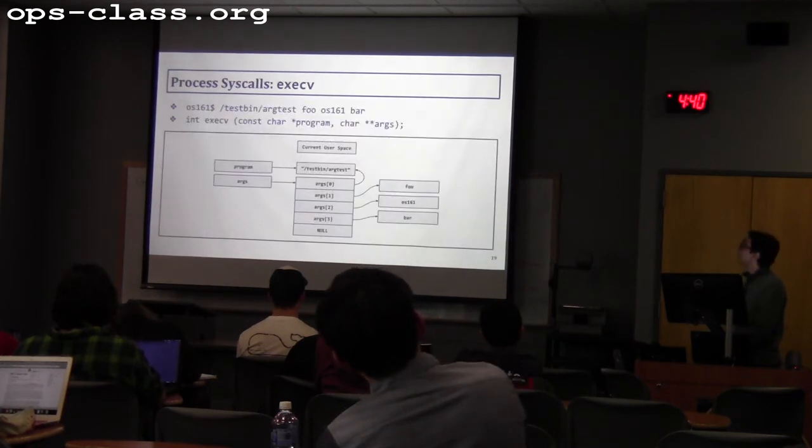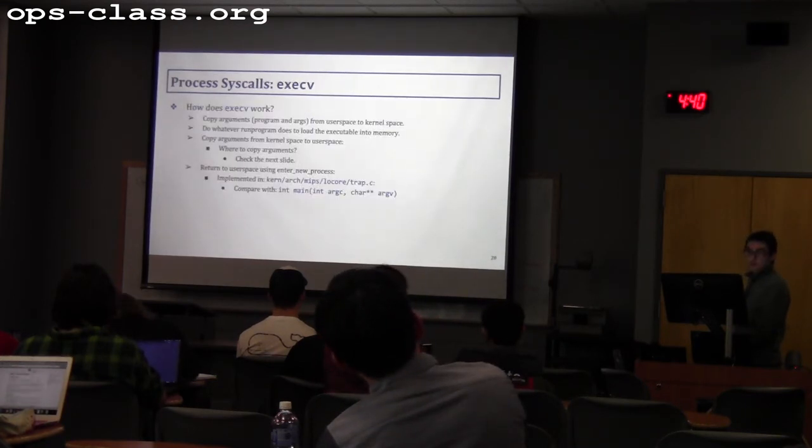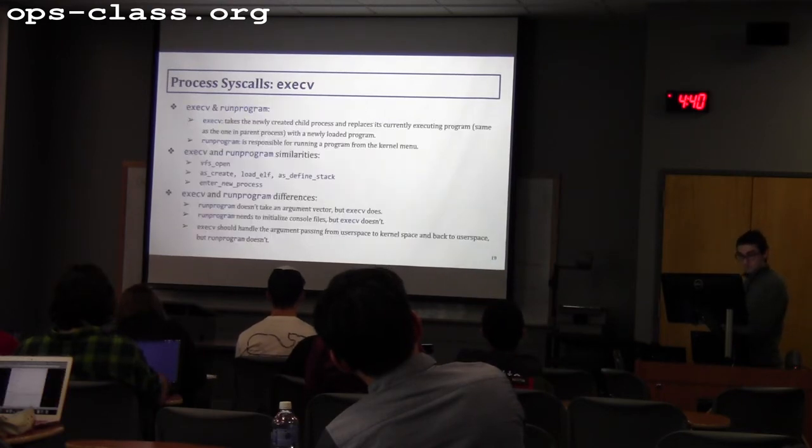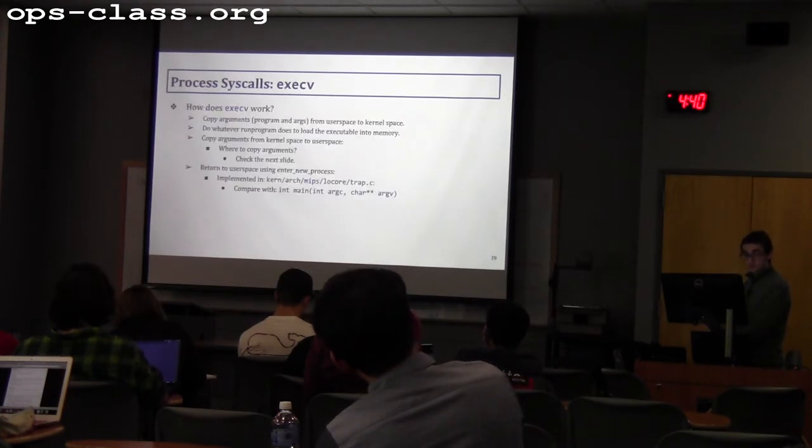So this is when I call the execv. Now, how does execv work? As we said, it's just the same as run program plus argument passing. Since you're receiving arguments, the first step is to copy arguments from the user space to kernel space. Then you need to do whatever run program does, like the functions we've mentioned here, such as VFS open, loading the executable into memory, and getting a user-defined process, and at the end you will call the enter new process.